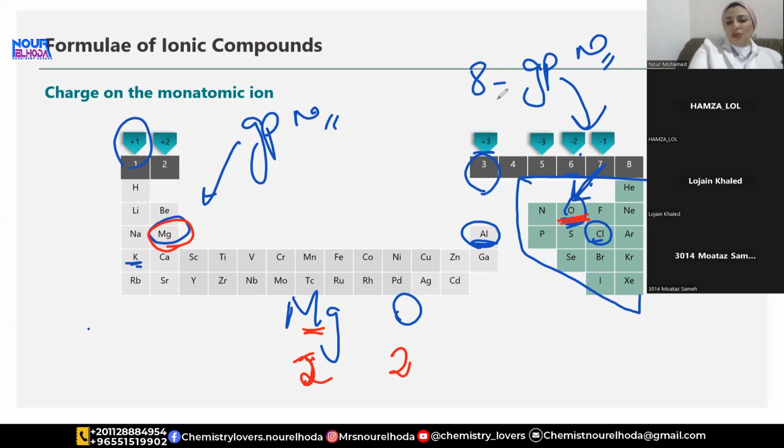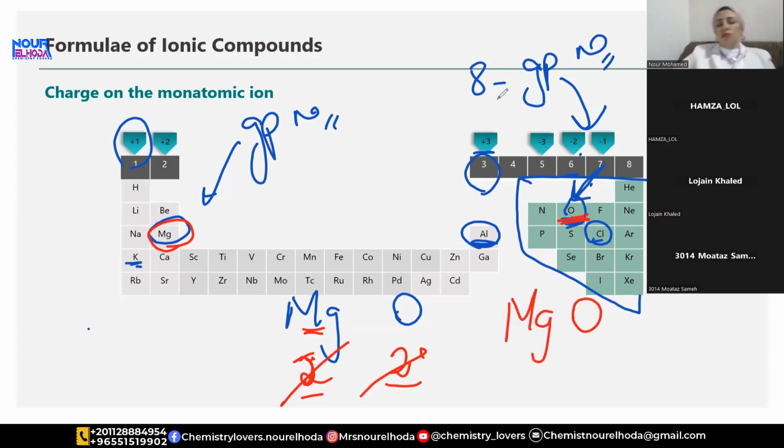So when both numbers can be simplified, like 2 and 2, or 4 and 2, when any numbers can be simplified, you should simplify them. So it's going to be what? MgO. Okay, so this is the formula for the compound, MgO.